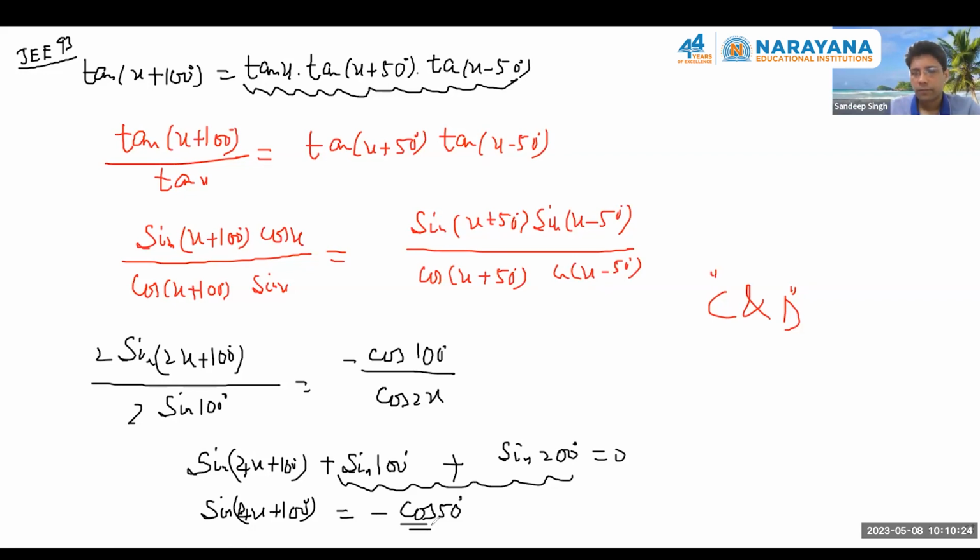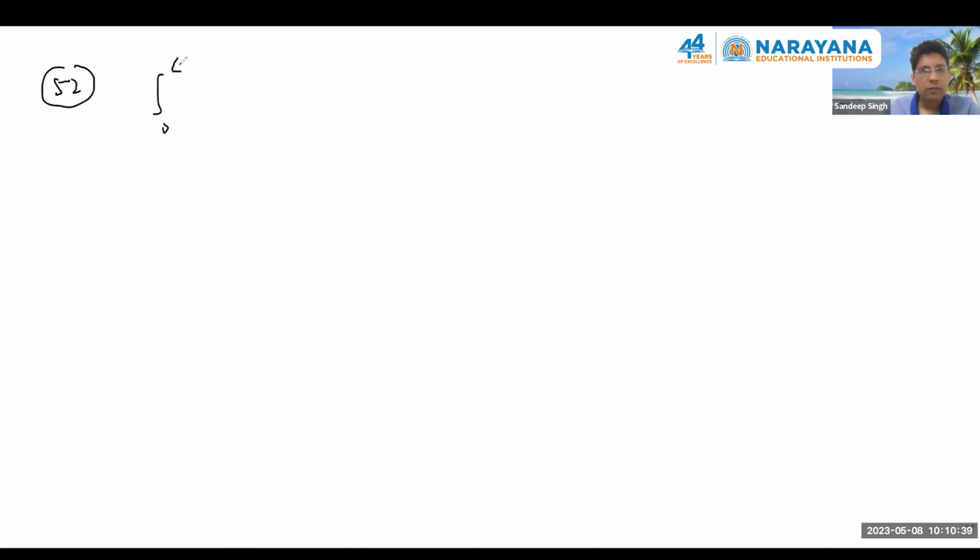Anything else? Sir, 52, sir. Maybe the question is something wrong. Okay, is something wrong that you are getting in this? 52? Yes, sir. Tell me. What do you feel seems to be wrong in this? Tell me, beta.